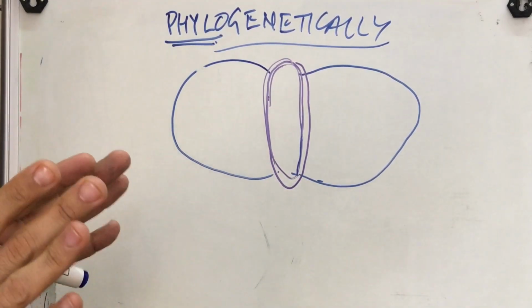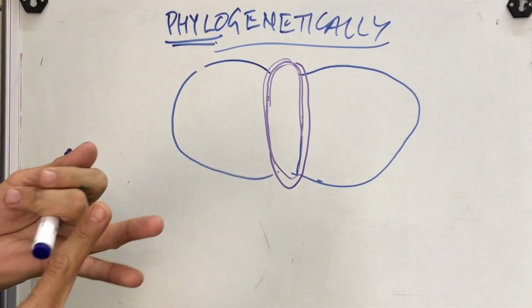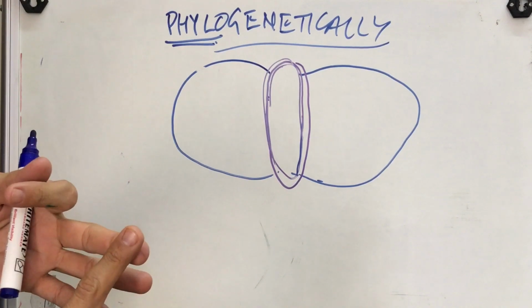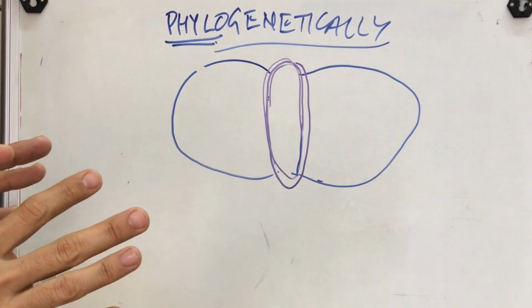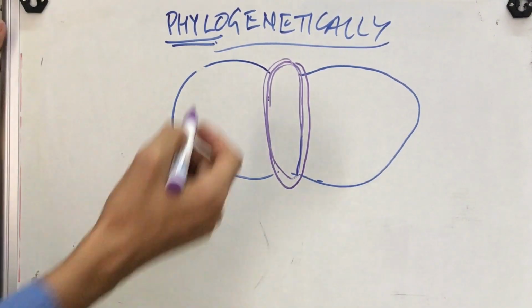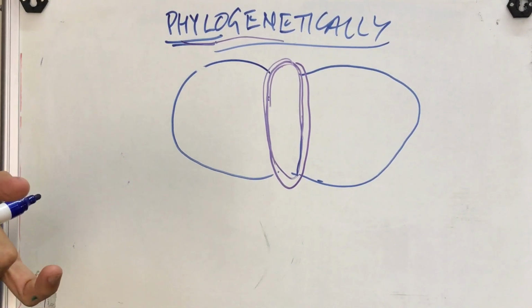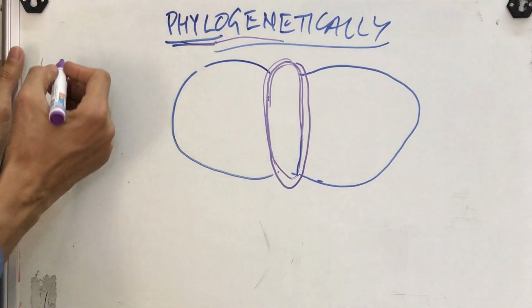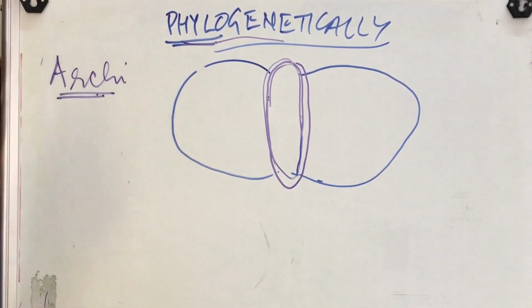The cerebellum is divided into three parts: the flocculonodular lobe, then the anterior and the posterior. Now these three parts have been given different names based on different classifications. If we classify it phylogenetically, meaning in order of evolution or development, the oldest part of the cerebellum is the flocculonodular lobe, and this older part is known as archicerebellum.